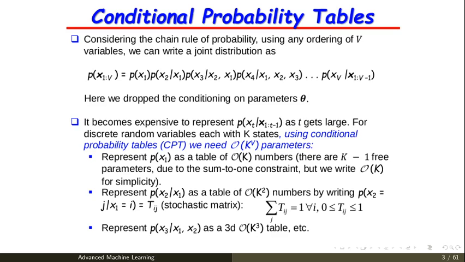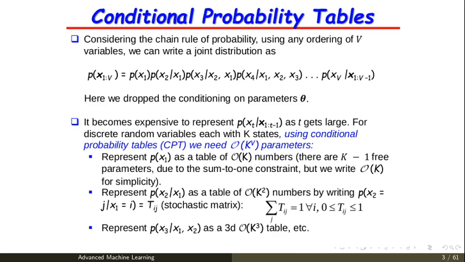Okay, so look at it carefully: p of x1 to xv equals p of x1 times p of x2 given x1 times p of x3 given x2, x1, and so on. I can write several decompositions like this. For example, I can start with x2, then p of x1 given x2, then p of x3 given x1, x2, etc.